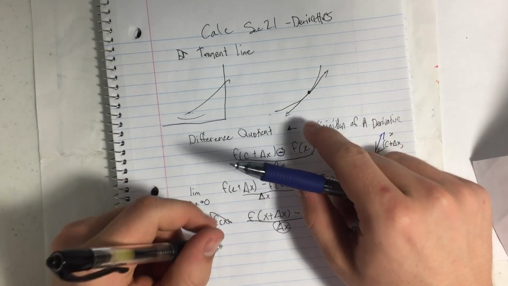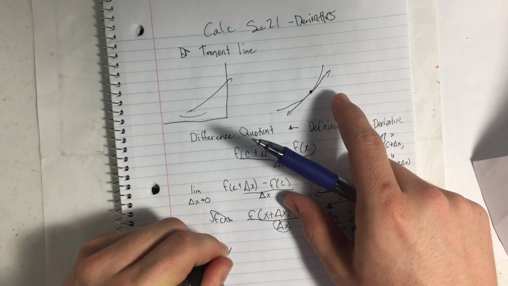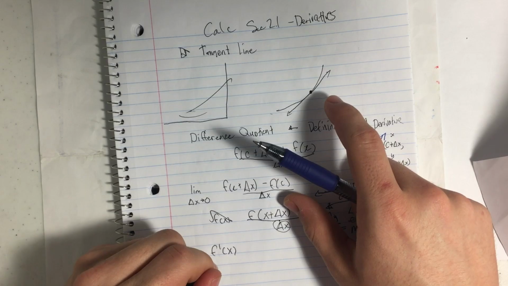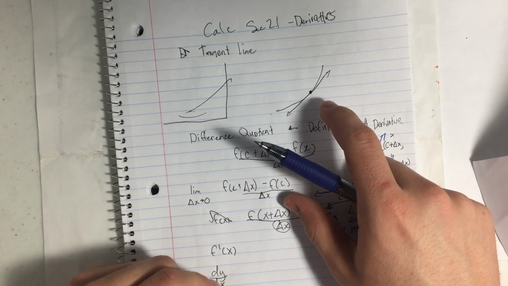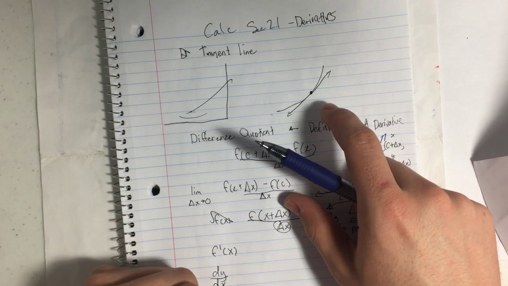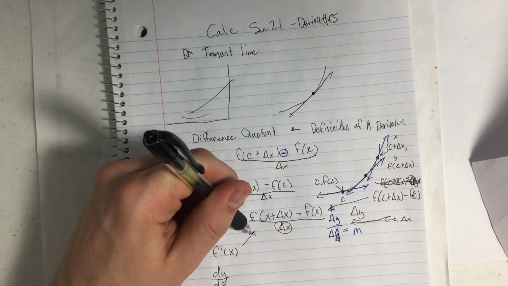And then some derivative notation to be aware of: f prime of x, dy dx, and d over dx. They all mean the same thing if you're doing this process.